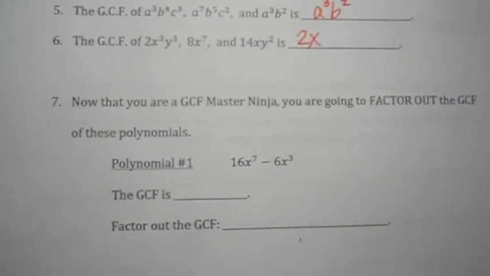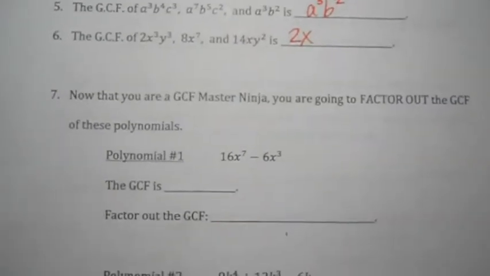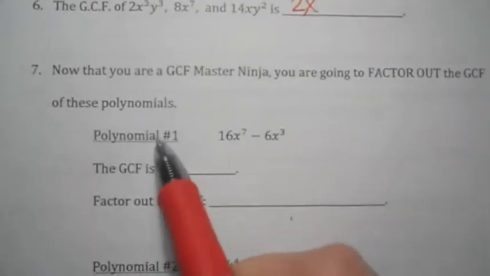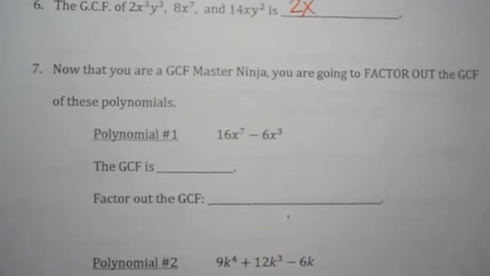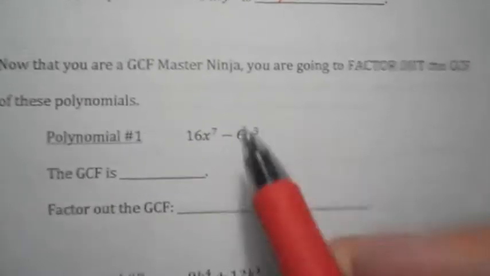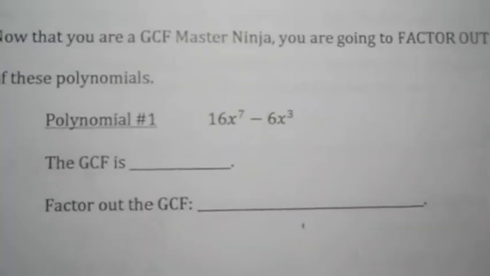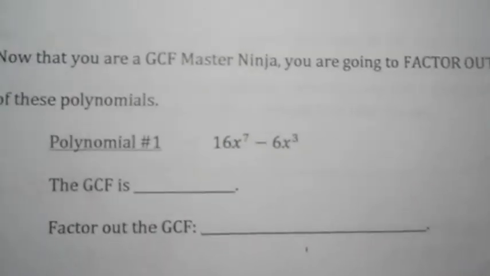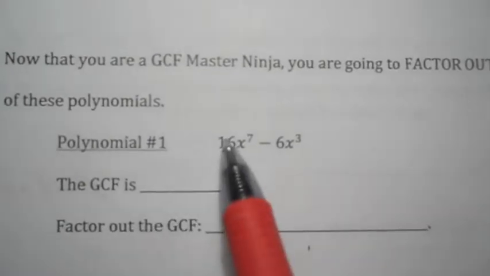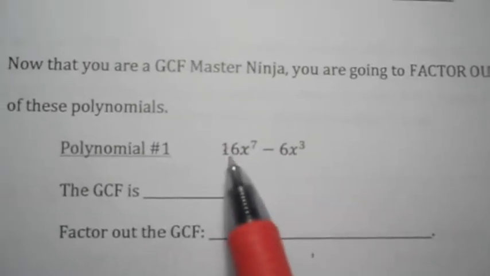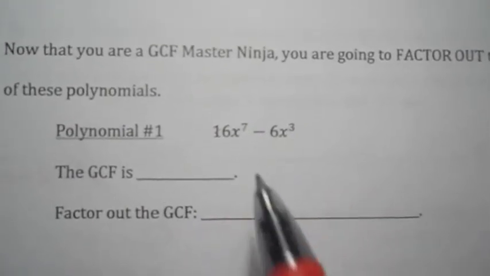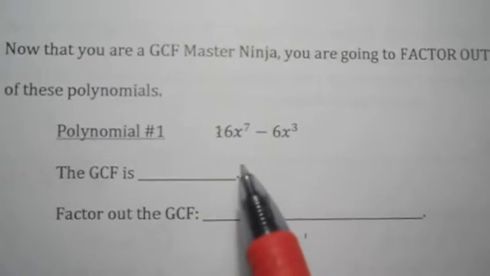Now that you are a GCF master ninja, you are going to factor out the GCF of these polynomials. So we'll start on polynomial number 1. First thing they ask us is just for the GCF. So we have 16x to the 7th power minus 6x to the 3rd power. Remember, start with the coefficients, that number in front. 16 and 6. What is the biggest factor that they have in common?